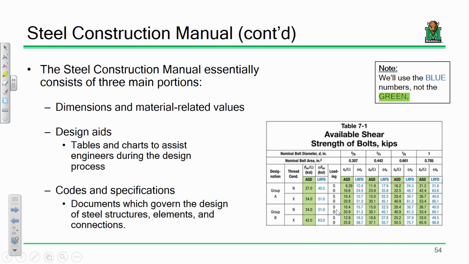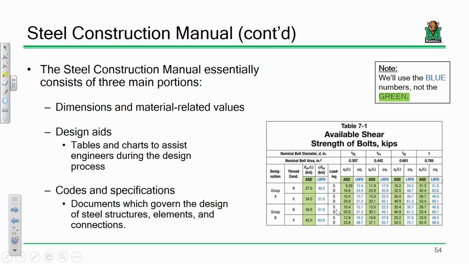Okay? So you've got the dimensions and the material related values at the beginning. You've got the spec at the end. Everything in the middle is what you paid for. And you can tell the stuff in the middle because it's usually very colored, right? It's got these green and blue tables or green and blue axes on the plots and so on and so forth. This is what you paid the money for. These are the design aids and the guides and the tables and charts that we use during the design process. And this is where the money went to.